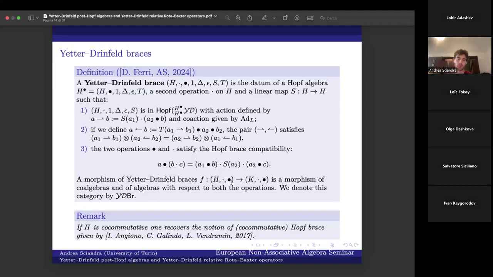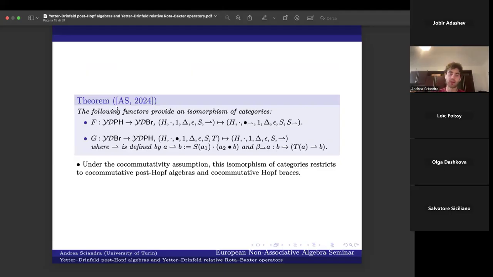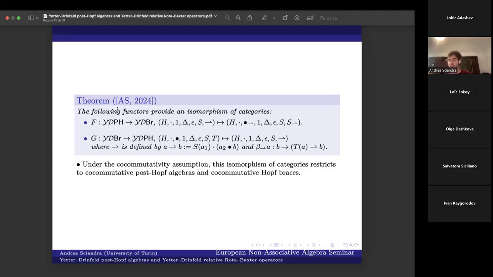And I again want to observe that if we assume that H is cocommutative, again, the adjoint coaction becomes trivial, and so the braiding of Drinfeld modules becomes just the flip map, and so we recover the notion of cocommutative brace given by Angiono, Galindo, and Vendramin. So a brace which is cocommutative, so such that delta is equal to delta followed by the flip map. So we can define an isomorphism now between the category of Drinfeld post-Hopf algebras and Drinfeld braces.